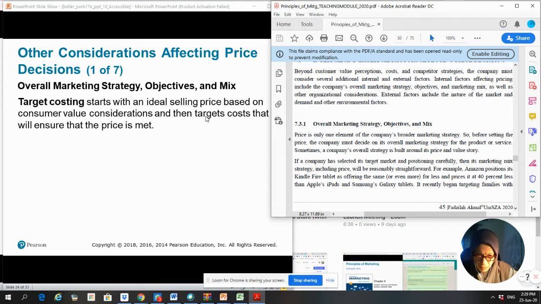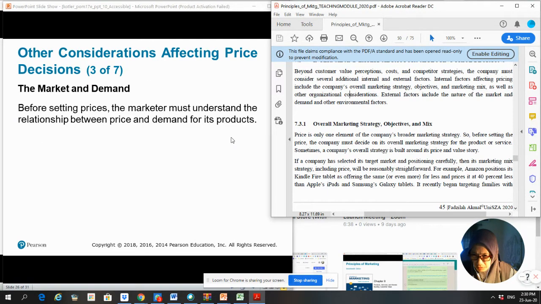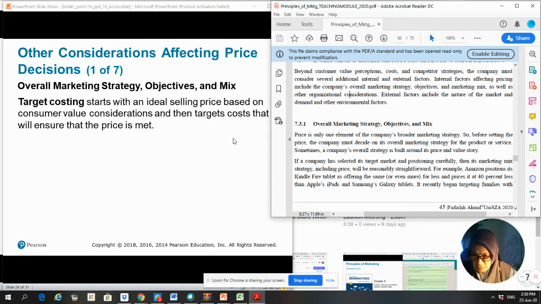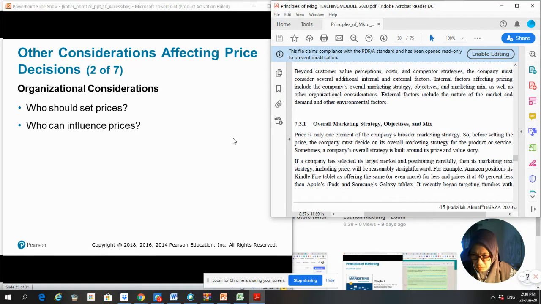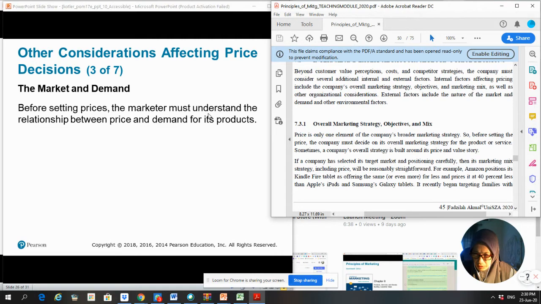The first thing is, we can see that in terms of competition, okay, kita tengok satu persatu. These are the things that organizations should consider, how the price will be set up within the organization. Then who can influence the price is not very important. Okay. And then for the external factor, we can see the market and the demand of a particular industry.